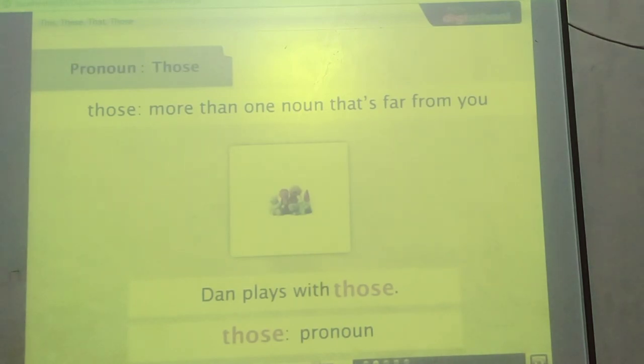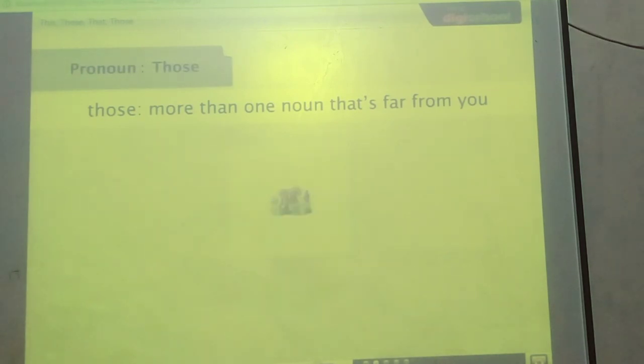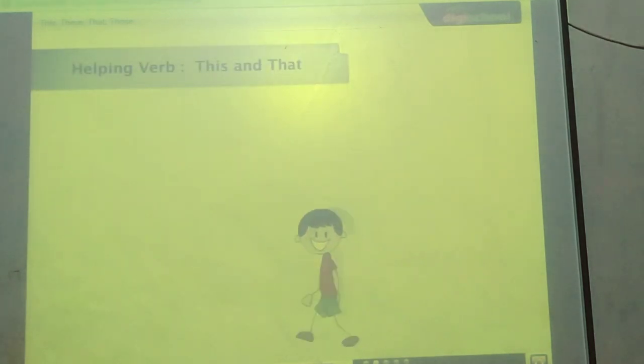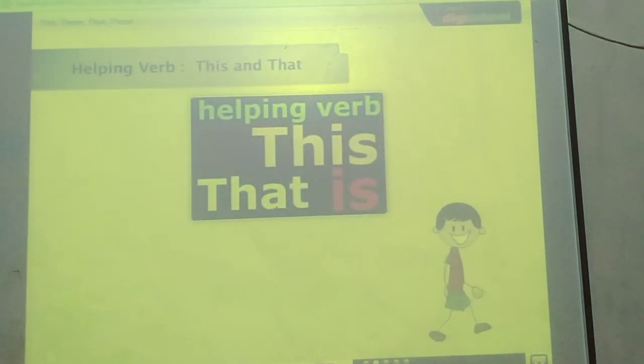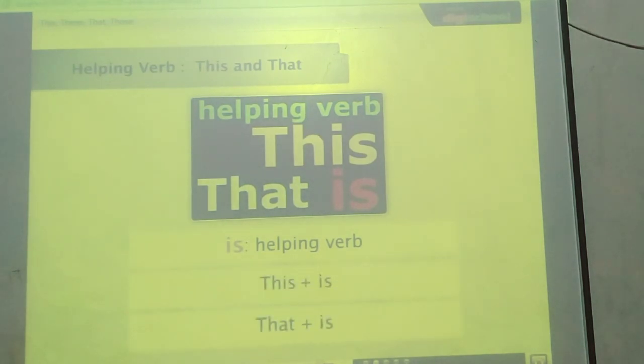Next, let's understand the helping verbs is and are that are used with the pronouns this, these, that and those. The helping verb is used with a singular noun or just one noun. You should use the helping verb is in a sentence with the pronouns this and that because you are pointing out to only one person, place, animal or thing.